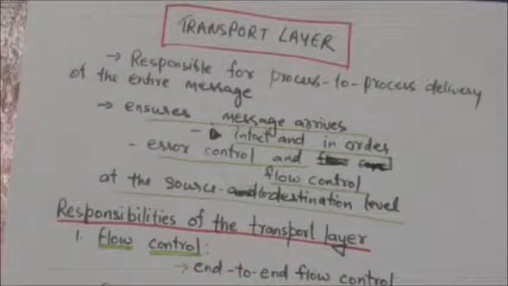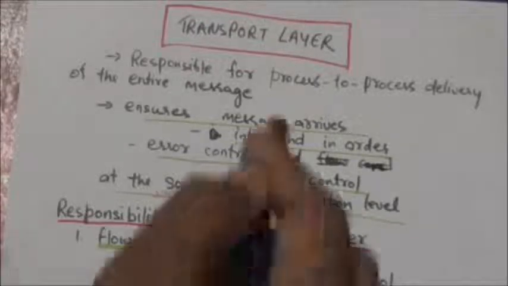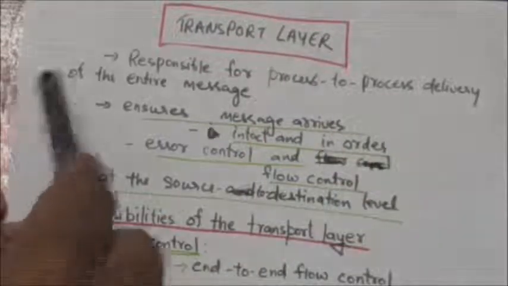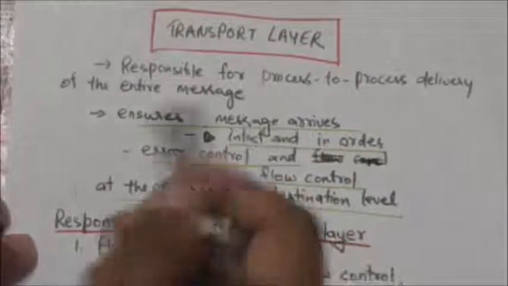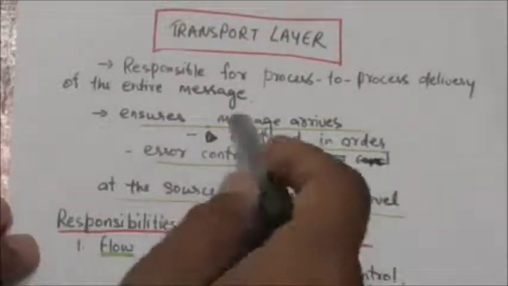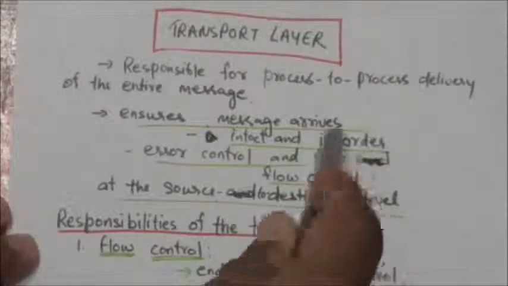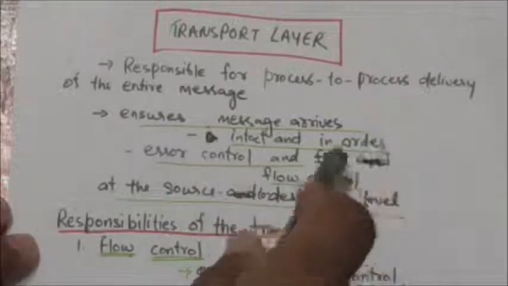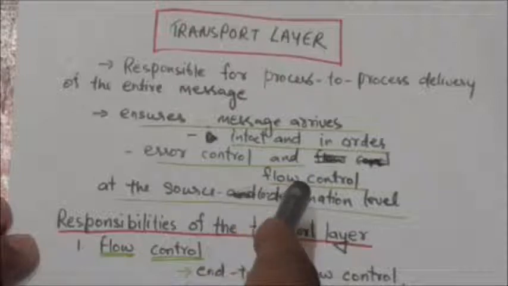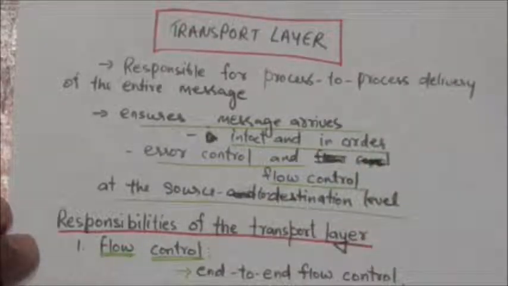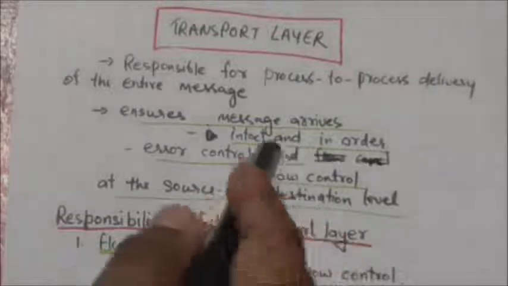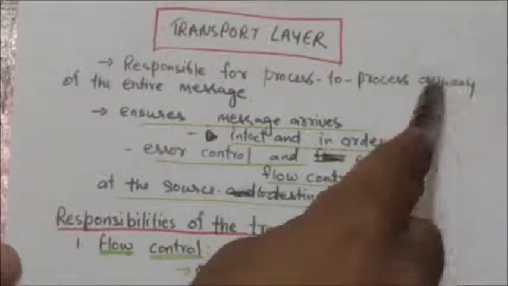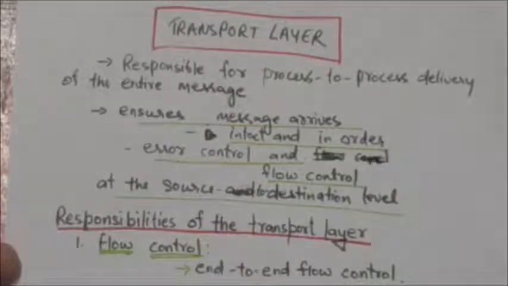So what happens in this transport layer? This transport layer is responsible for process to process delivery of the entire message. It ensures that the whole message arrives intact and in order, overseeing both error control and flow control at the source to destination level. Right? It is responsible for process to process delivery of the entire message.